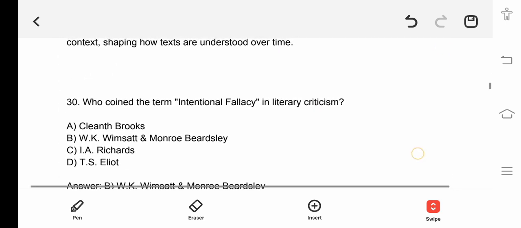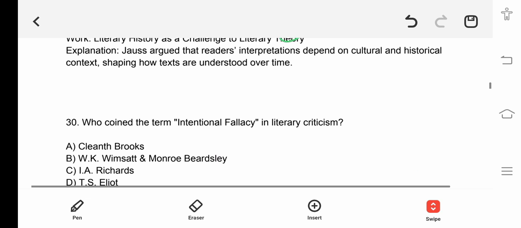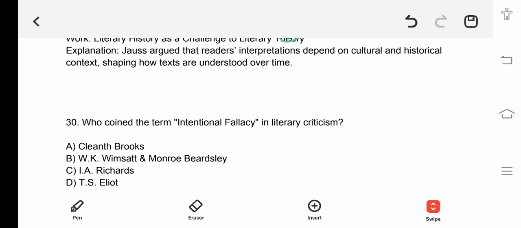Question number 30, who coined the term intentional fallacy in literary criticism? This question I have already discussed. Options you have, you can see the options. T.S. Eliot, this concept isn't given by him. I.A. Richards is also not. Cleanth Brooks is also not. They are literary critics. So the option we have is W.K. Wimsatt and Monroe Beardsley, which is the correct answer.